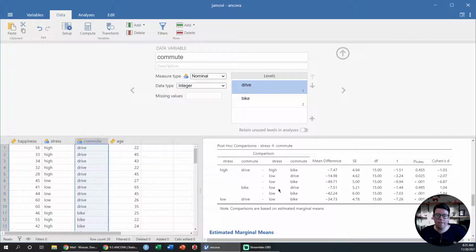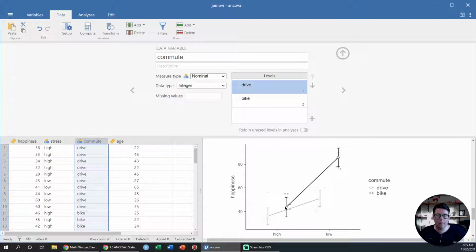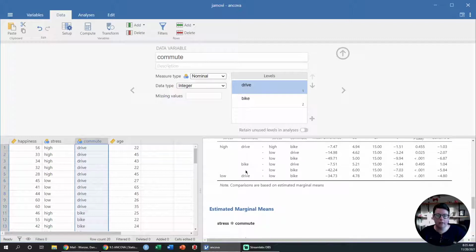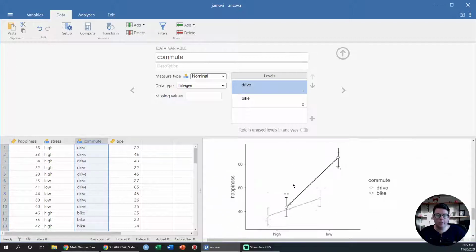High drive, no, that's it. And then high bike and low bike. Yeah, high bike and low bike. And then low drive and low bike. So there's a significant difference here, significant difference here, significant difference here.